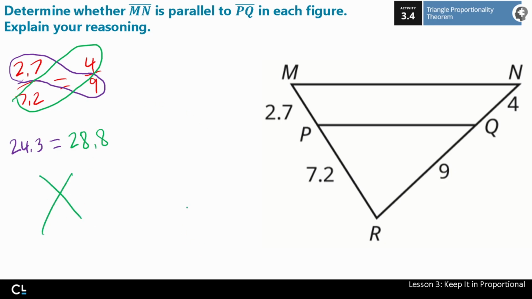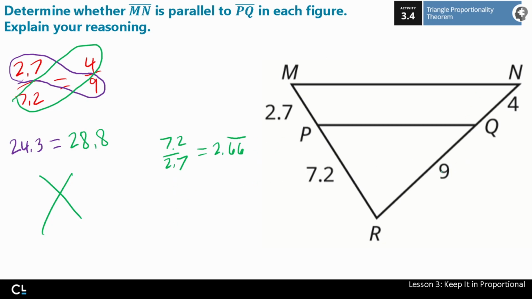Another way you could check this is if you say something like this. I like doing bigger numbers over smaller. So if we say 7.2 over 2.7, and what does that equal? Right? So it's just another way to show that they're not proportional. 7.2 divided by 2.7 gives me 2.6 repeating. That bar over the 6 means that it's repeating, right?